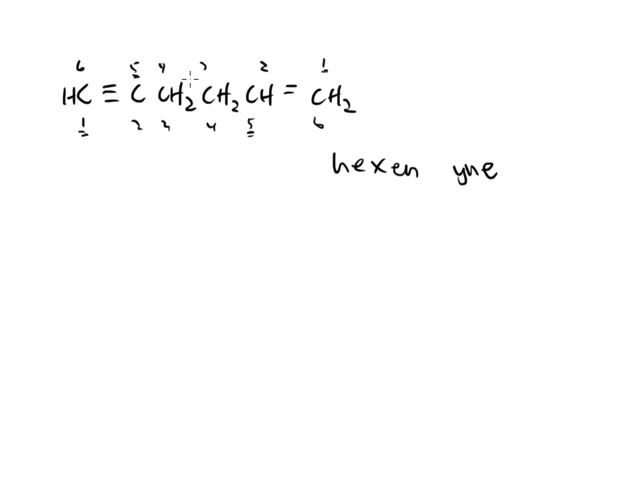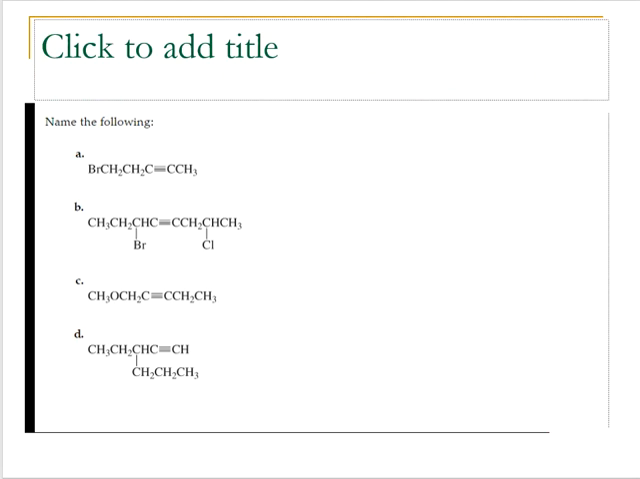So with this name, left to right or right to left, there's a tie. I get a 1-5 in one direction, and I get a 1-5 in the other direction. So by default, the preference is given to the double bond. Give that the lowest number. So at carbon 1, that is where my double bond is going to be located. And at carbon 5, that is where the triple bond is going to be located. So 1-hexen-5-yne is going to be the name of that molecule. All right, let's do some more.